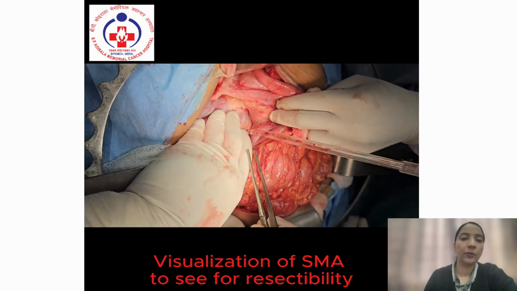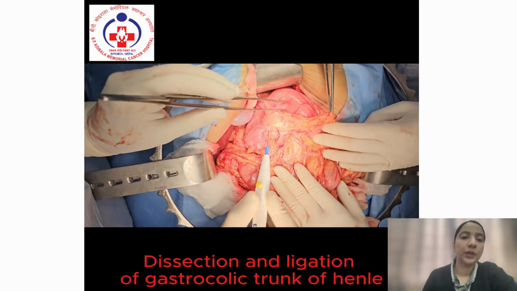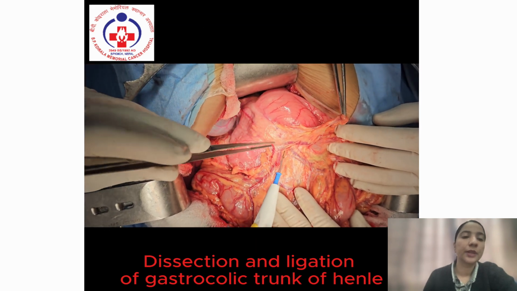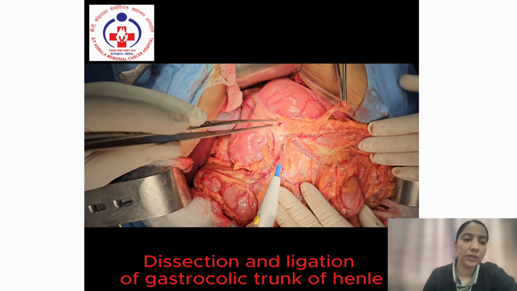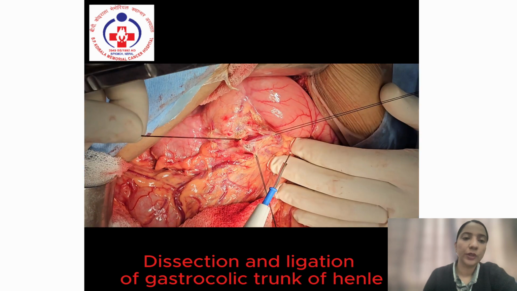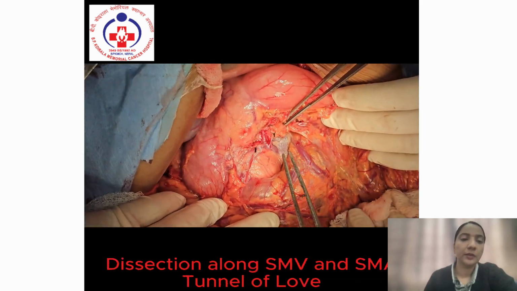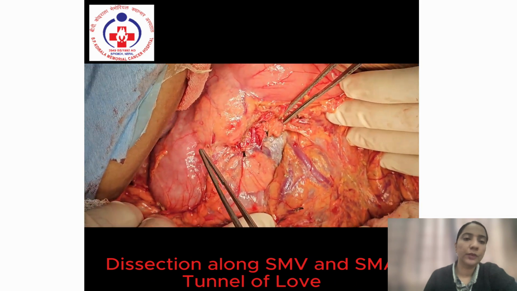After this, we proceeded with the Cattell-Braasch maneuver, and dissection of the gastrocolic trunk of Henle was done; this was a tribranchial type of gastrocolic trunk of Henle. We can appreciate the right gastric vein, the anterior superior pancreatic vein, and the right superior colic vein. Ligation of these 3 veins was done.